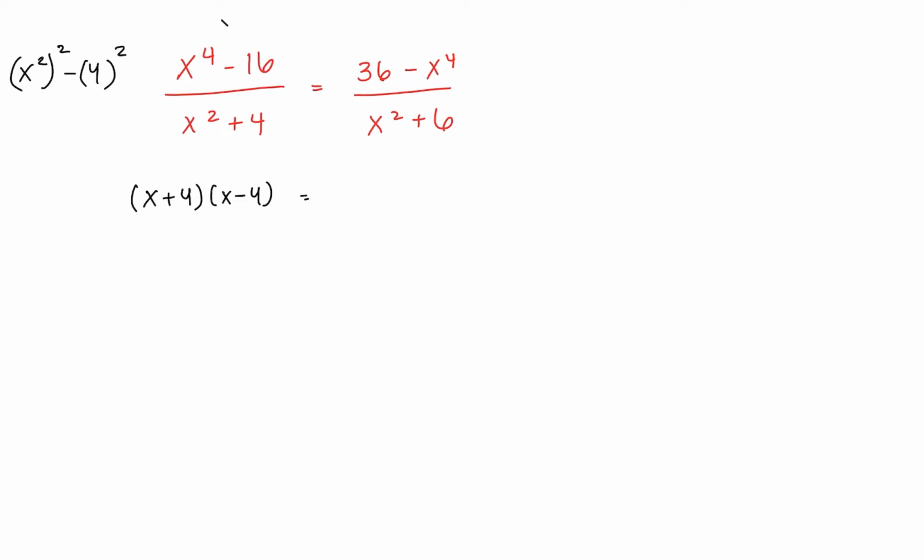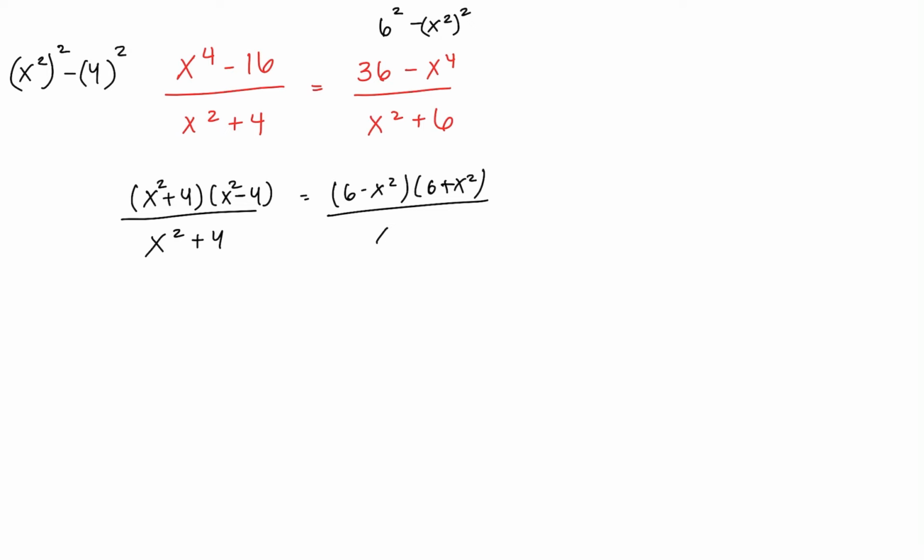Oops. Sorry, I know my factors are x squared plus 4 times x squared minus 4. I can see the same thing happening with the other numerator, the 6 squared minus x squared squared. So I know I'm going to have factors of 6 minus x squared and 6 plus x squared. Okay. I still have my x squared plus 4 on the bottom and x squared plus 6 on the bottom.